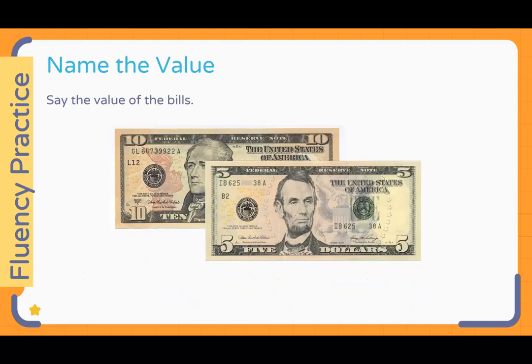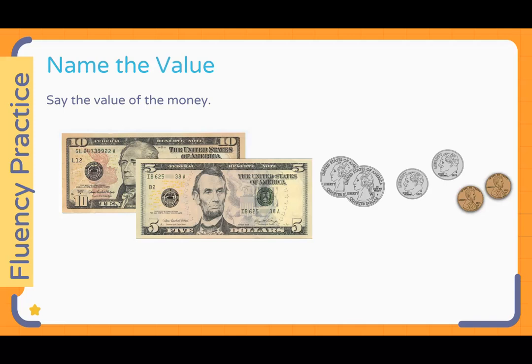Next one, dollar bills, 10 and a 5. Count by 5, 10, and then 5, 15. $15. Now you drew your coins already, so you should have your total. If you don't, that's 50, 60, 70, 1, 2. 10 and 5, 15. $15.72.